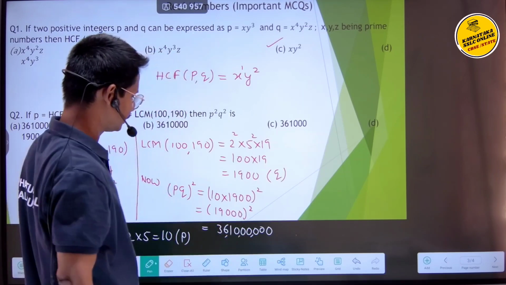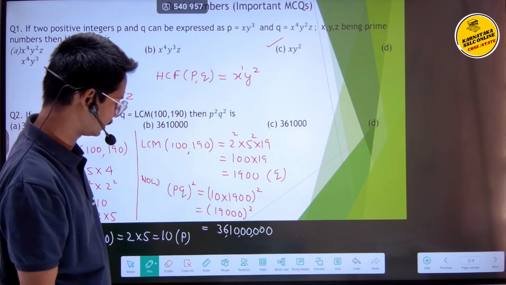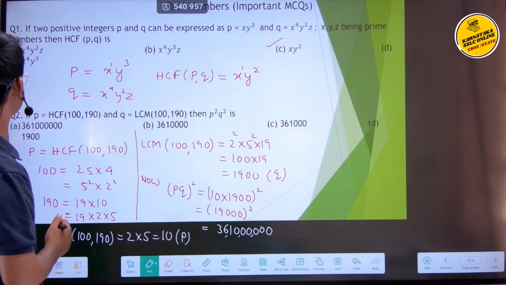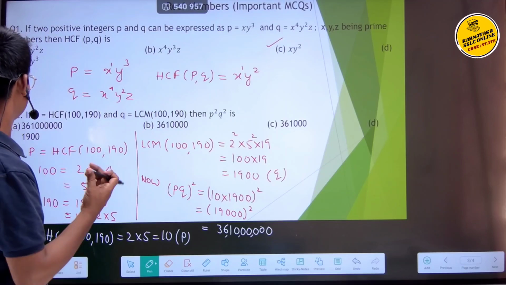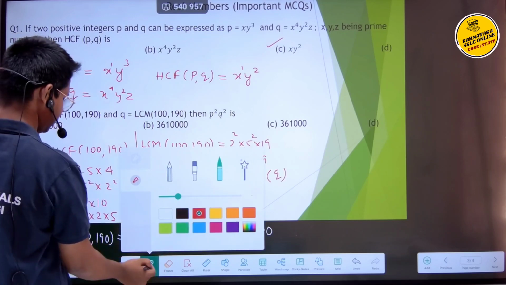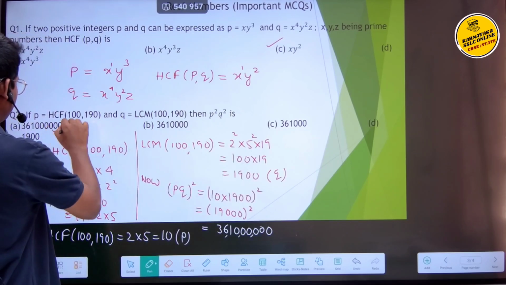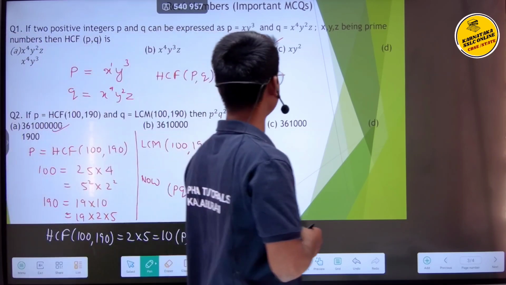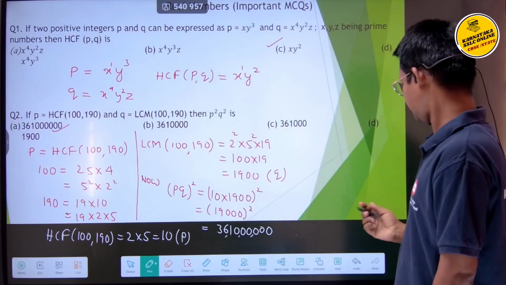So it is 36 crore 10 lakh. Okay, I think it is option A. So option A is the correct answer. Okay, next one.